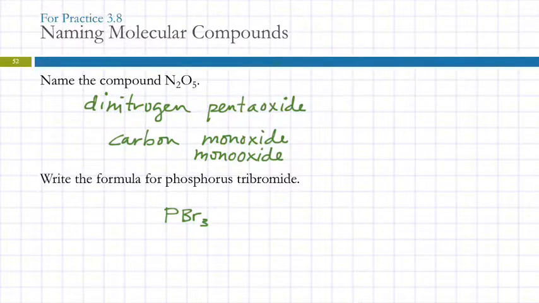Now that I've shown you that, you're going to be tempted to use those prefixes all over the place. You can't use them with ionic compounds. The only place they come up with ionic compounds is if you have a hydrate, and we're not going to see very many of those. So if there's a metal in there, don't use the prefixes, okay?